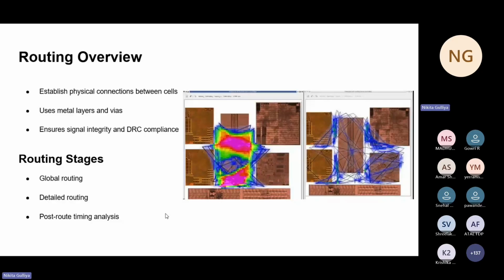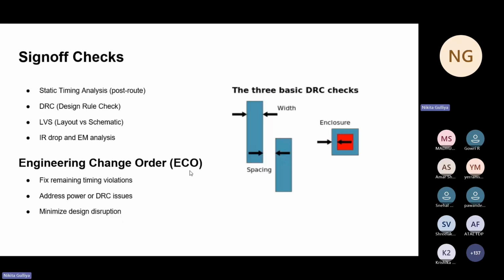The sign-off checks. Before manufacturing, the design must pass the sign-off checks. These include post-route static timing analysis, the design rule checks, LVS, and IR, or the voltage drop, and EM analysis, the electromigration analysis. These checks ensure the design is safe, manufacturable, and reliable.